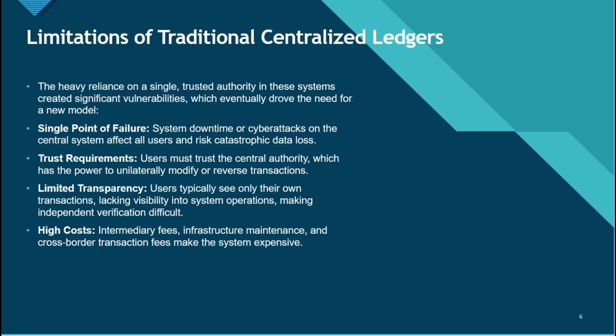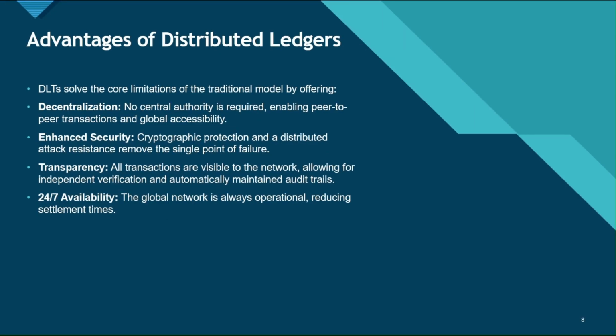These vulnerabilities, risk of failure, reliance on trust, lack of transparency, and high cost, are the primary drivers behind the search for distributed ledger technology, DLT, which aims to address these limitations. The shift to distributed ledgers, DLT: the image details the crucial transition from centralized record keeping, where a single party controls the data, to distributed ledger technology, DLT, which is the foundational technology behind cryptocurrencies like Bitcoin.